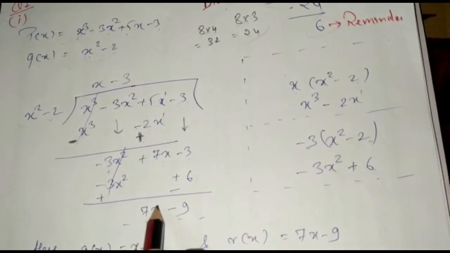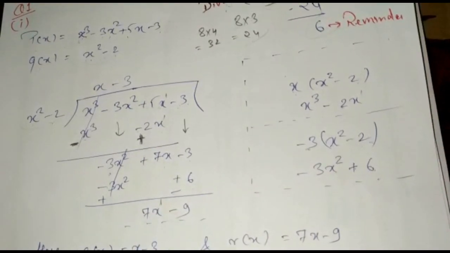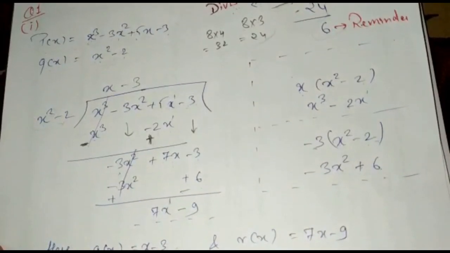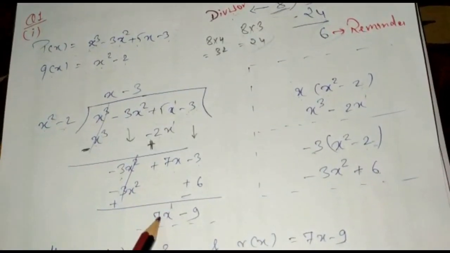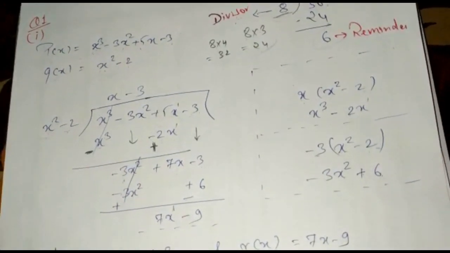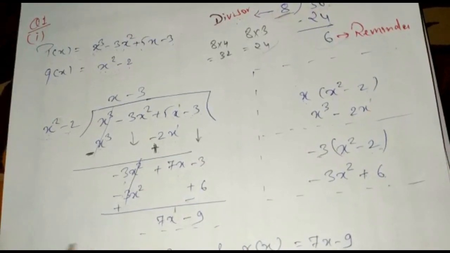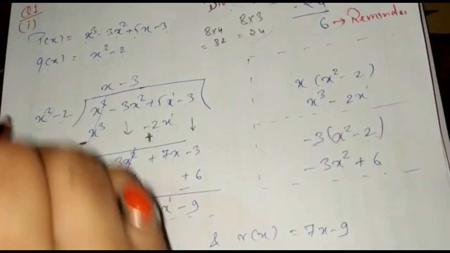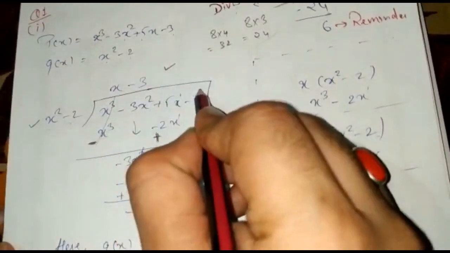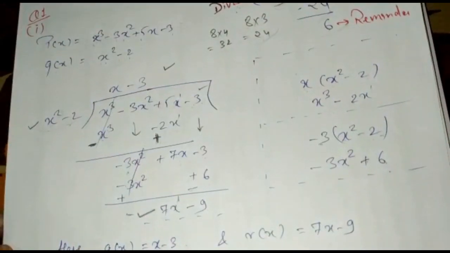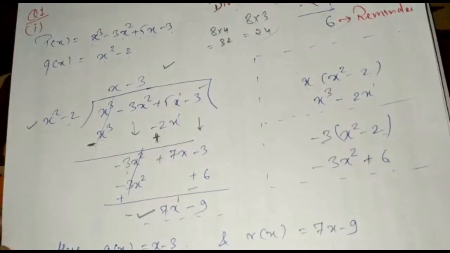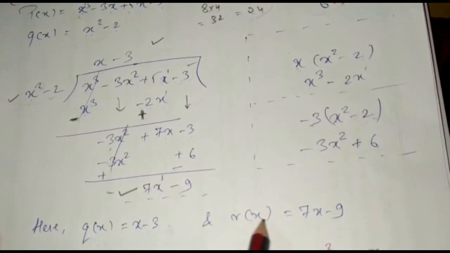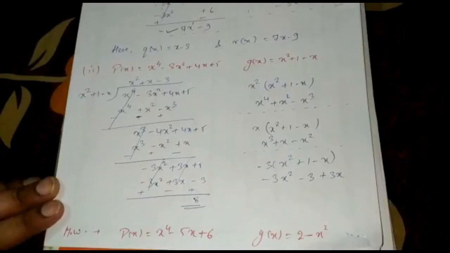Now here we have to check what? X to the power is 1, and in our divisor, x to the power is 2. So this remainder is smaller than our divisor, so we just stop our division process here. So this is our remainder, this is our divisor, this is our quotient, and this is our dividend. So quotient will be represented as q(x), that is x minus 3, and remainder will be r(x), that is 7x minus 9.